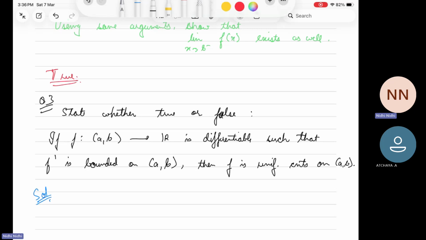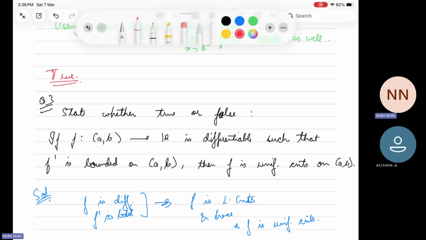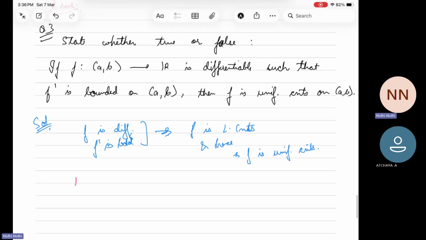So yeah, we had seen this earlier, no? If f is differentiable and f' is bounded, that gives us that f is Lipschitz continuous, and hence by using the epsilon-delta definition, we get f is uniformly continuous. Therefore, the given statement is true.